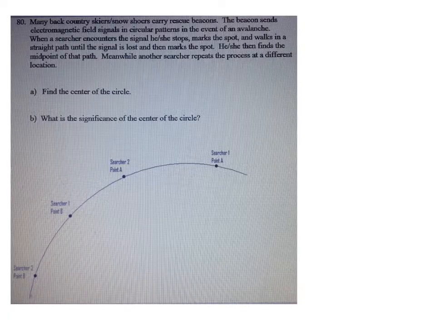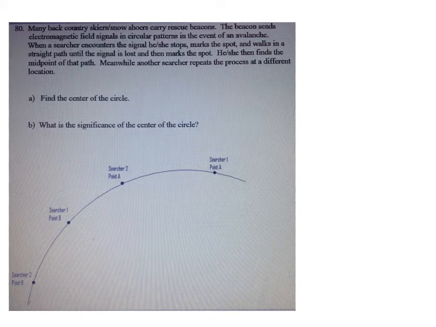Cool. All right, so this is a problem actually from your homework that I found to be really, really interesting. So I wanted to go through it a little bit with you guys. So here it says many backcountry skiers and snowshoers carry rescue beacons, right? If you're going down mountains or whatever, you might get lost, or you might have an avalanche or whatever, right? The beacon sends out electromagnetic field signals in circular patterns in the event of an avalanche, right? So there's an avalanche, they send one out so you can get rescued, hopefully.